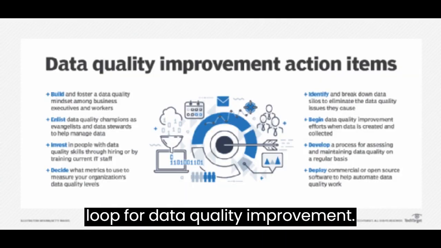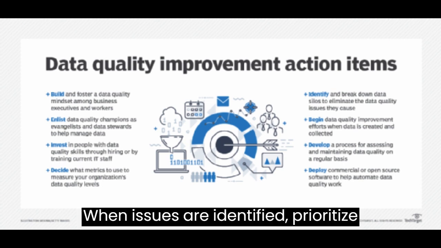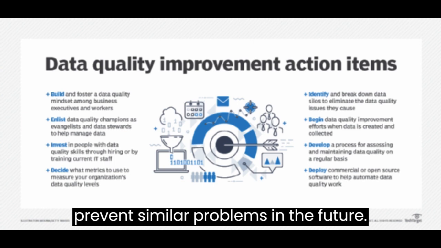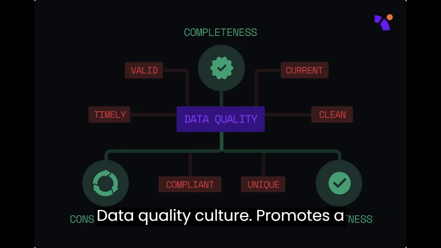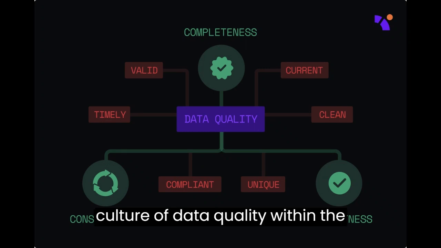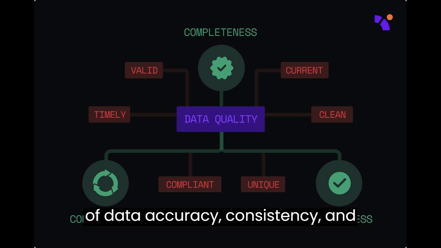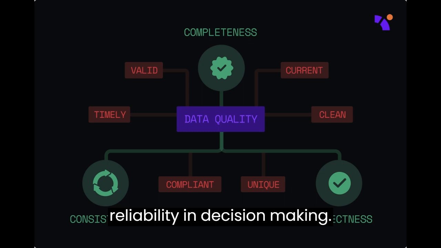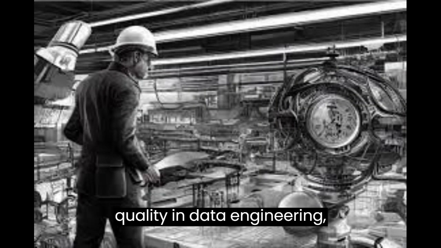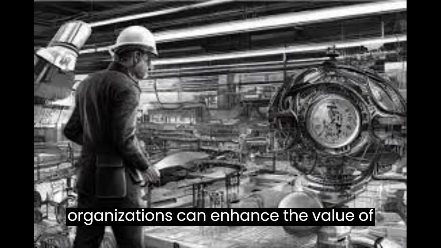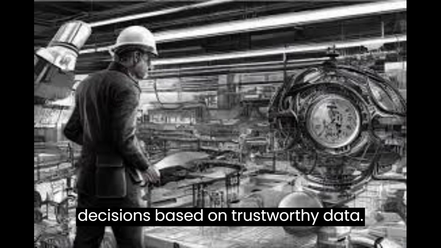Data quality improvement. Establish a feedback loop for data quality improvement. When issues are identified, prioritize and implement corrective actions to prevent similar problems in the future. Data quality culture. Promote a culture of data quality within the organization, emphasizing the importance of data accuracy, consistency, and reliability in decision-making. By addressing these aspects of data quality in data engineering, organizations can enhance the value of their data assets and make more informed decisions based on trustworthy data.